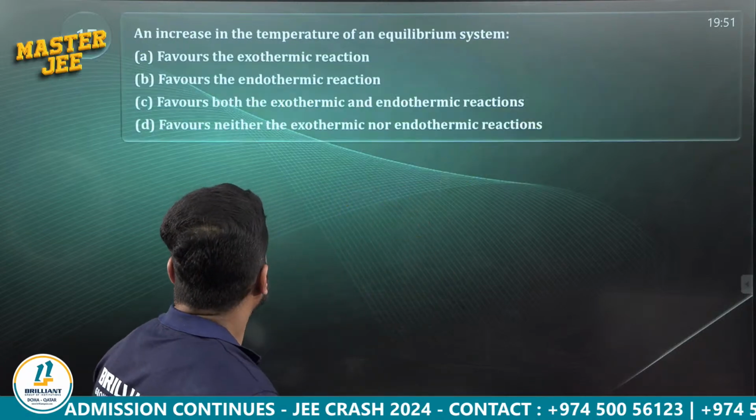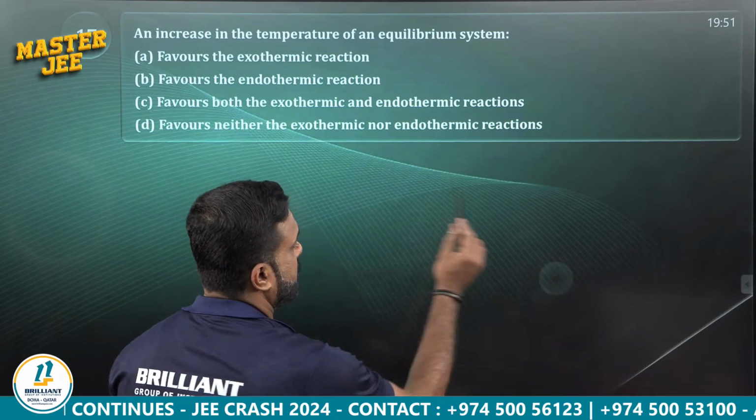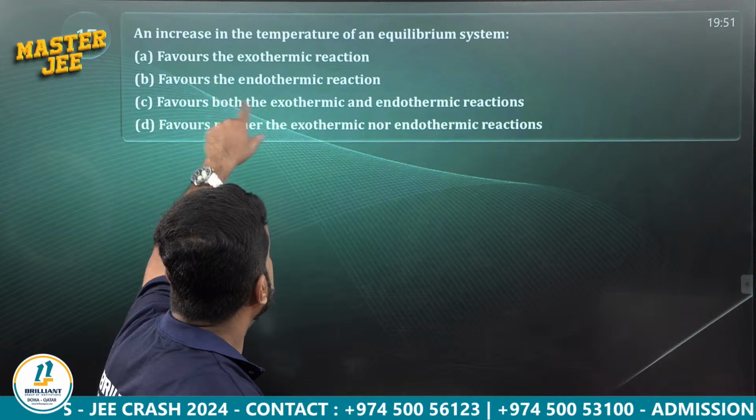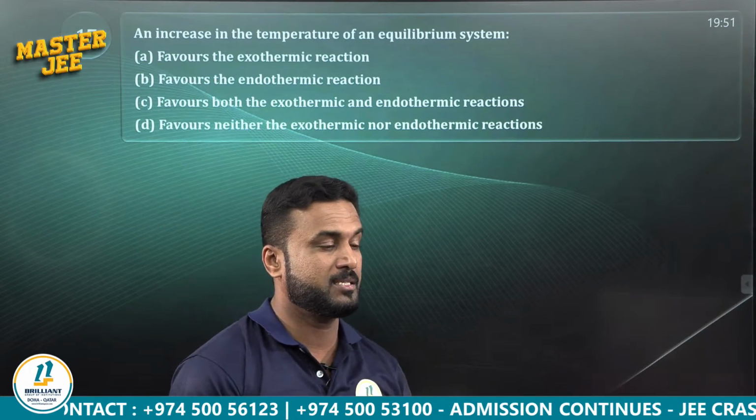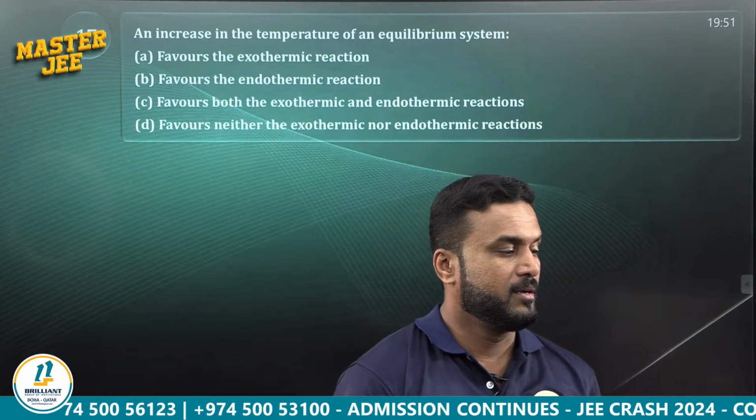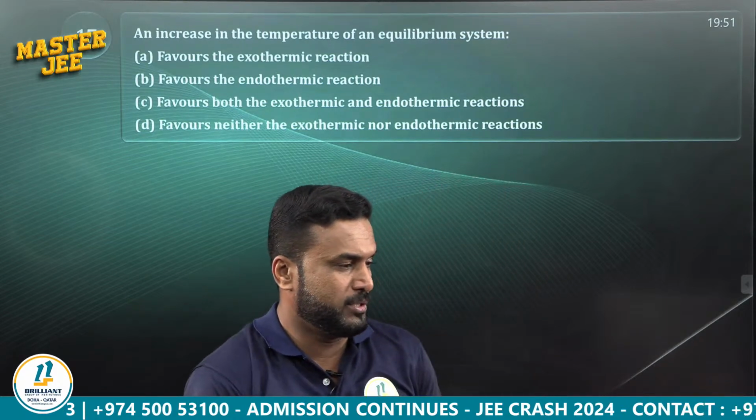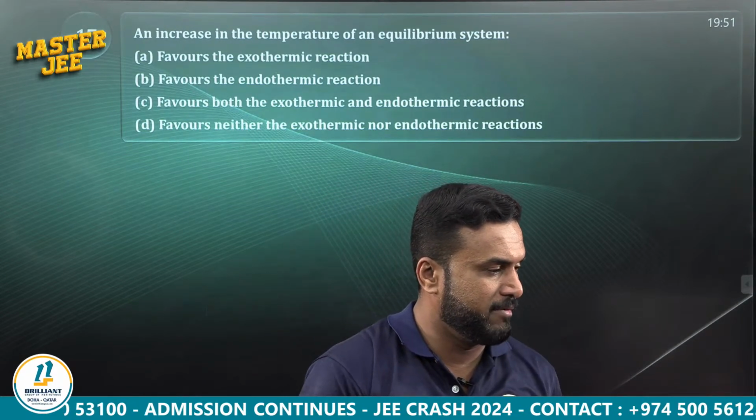So we will go to question number 17. What is the 17th one? The 17th one is about an increase in the temperature of an equilibrium system. See, it's the direct one. Yes, tell the answer. These are Level 1 questions and today's practice questions. The next level questions we will also do.